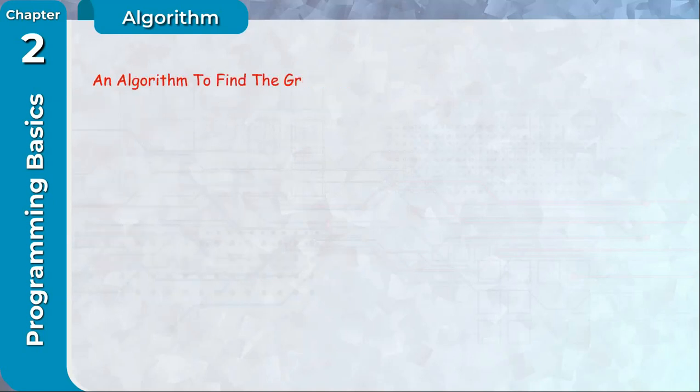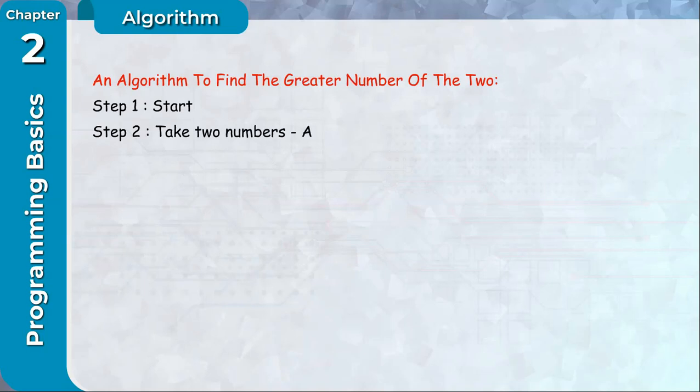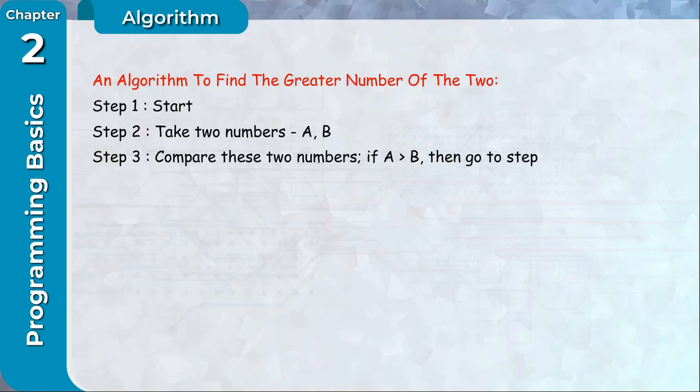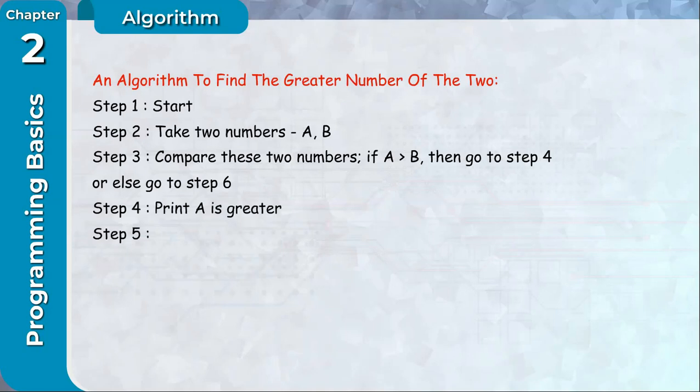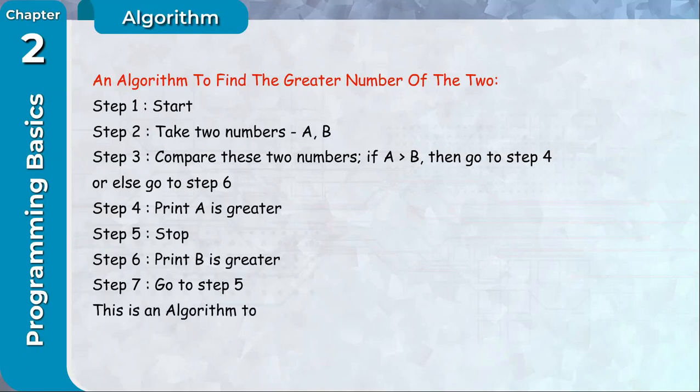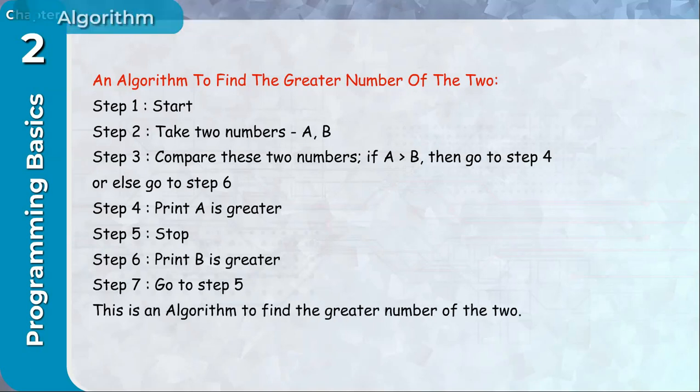An algorithm to find the greater number of the two. Step 1, start. Step 2, take two numbers A and B. Step 3, compare these two numbers. If A is greater than B, then go to step 4, or else go to step 6. Step 4, print A is greater. Step 5, stop. Step 6, print B is greater. Step 7, go to step 5. This is an algorithm to find the greater number of the two.